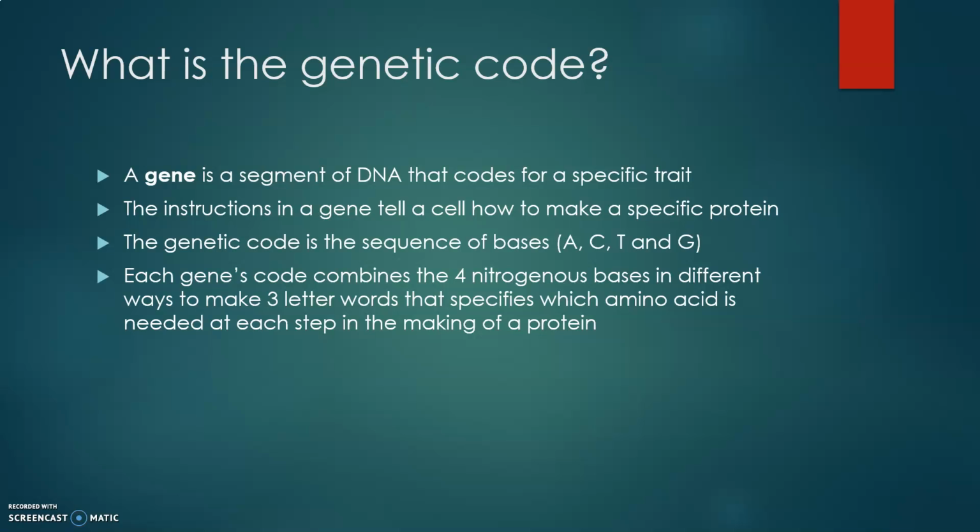An organism's genetic code is a sequence of bases in their DNA, the A, C, T, and G. So each gene's code combines those 4 nitrogenous bases in different ways to make 3-letter words called codons that specify which amino acid is needed at each step in the making of a protein.